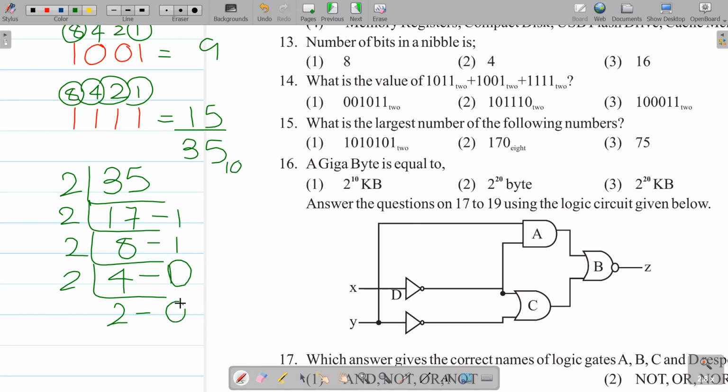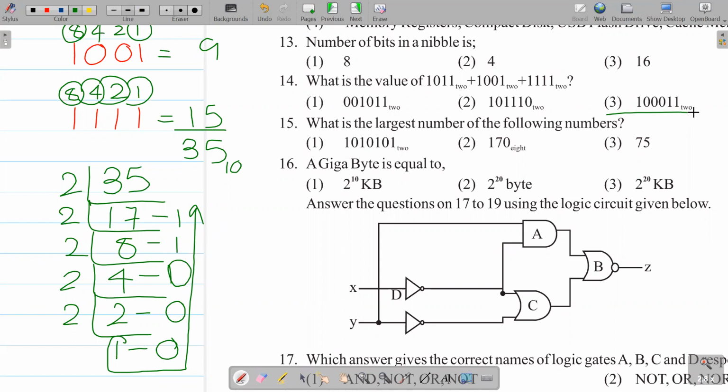Right, so 2 and 0 is remaining. So 2, 1 and 0 is remaining. Then we can write it from here to the top. So it's 1, 3 zeros, 1, 1. That means the third option is going to be the answer. Okay, people, are we clear about this?